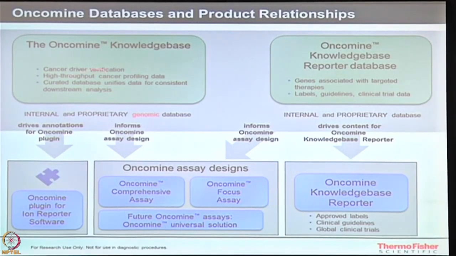You have certain databases, and certain cancer drivers that are verified and studied by researchers. The same database we have generated here is called the Oncomine Knowledge Base Reporter Database. It has all the curated, studied information about genes, and the targeted therapies or drugs utilized for treating cancer. With that, you have an interface called the Oncomine Knowledge Base Reporter Interface. It has lots of information on your variants, called cancer driver information. This driver information is correlated with different drug information. And the same thing is available as My Design assays.